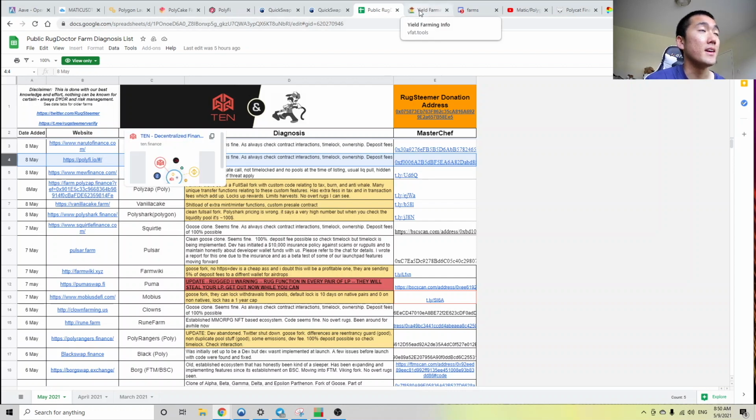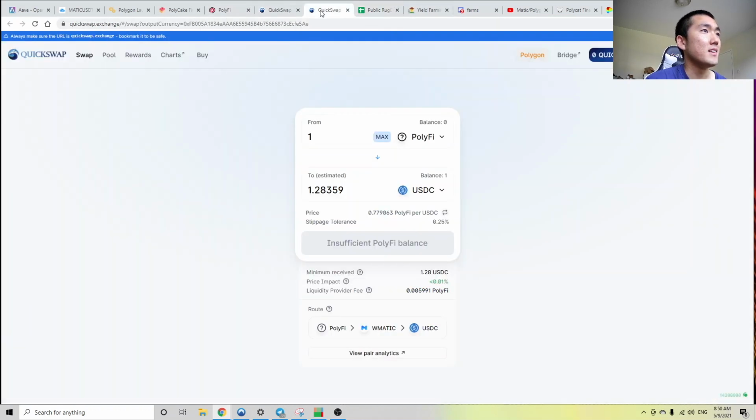And I did that. And during the time of recording, the PolyFi coin is like 128, which is a lot better than the 30 cents when I slept. So, you know, always do your own research. Not all farms work. I'm just highlighting this one because it worked out for me.